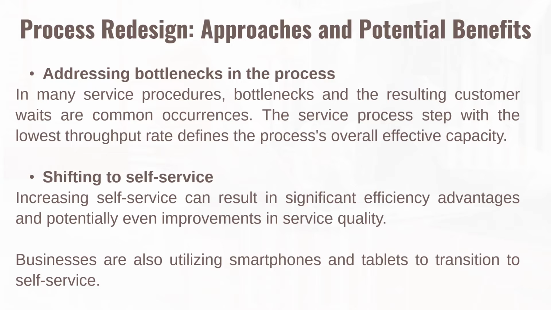And addressing bottlenecks in the process. In many service procedures, bottlenecks and the resulting customer waits are a common occurrence. The service process step with the lowest throughput rate defines the process's overall effective capacity. In an ideal process, each stage would have the same capacity, preventing bottlenecks or idle stations at any of the stations. The goal is to create a balanced process so customers may flow through it without having to wait at any particular phase, with processing times for each step being roughly equal.